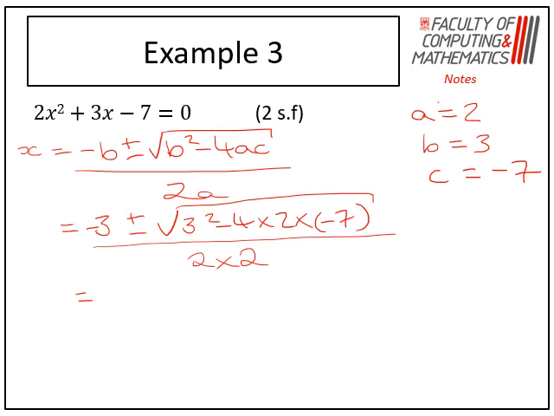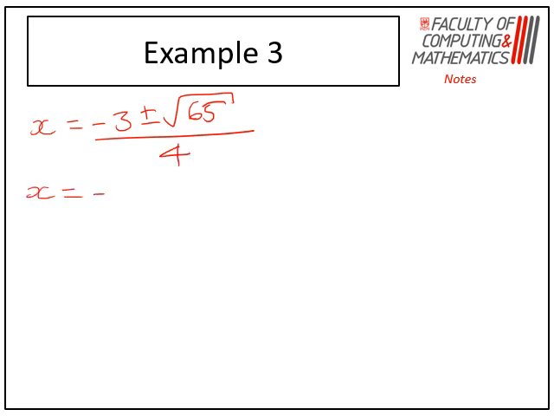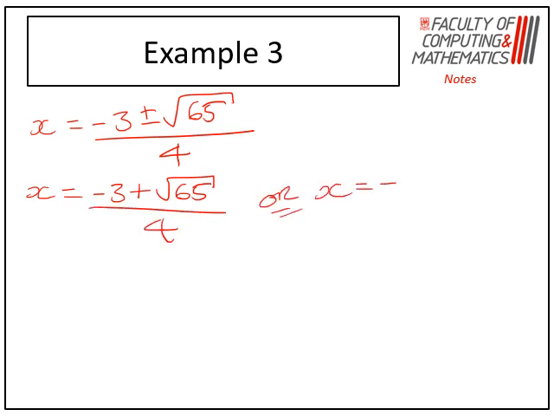Okay, so once you tidy up underneath the root sign, we've got -3 plus or minus the square root of 65, all over 4. All you need to do now is get your two answers by pulling apart. So x is equal to -3 plus or minus root 65 all over 4. If we pull apart at this point, we're going to have x is equal to -3 plus root 65 all over 4, or you're going to have the negative version. So you've got x is equal to -3 take root 65 all over 4. Make sure you've got that x in there as well, please, folks. Make sure you're stating what it is that you're trying to find.